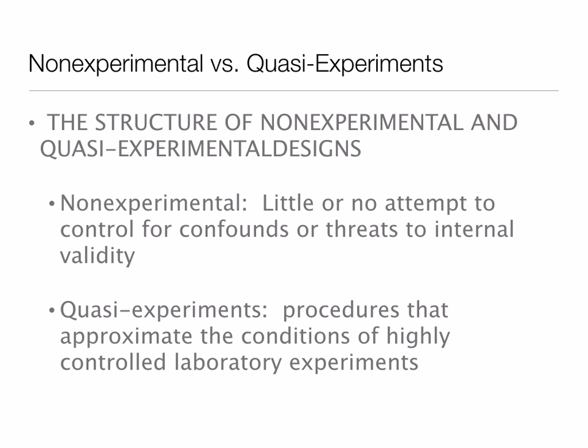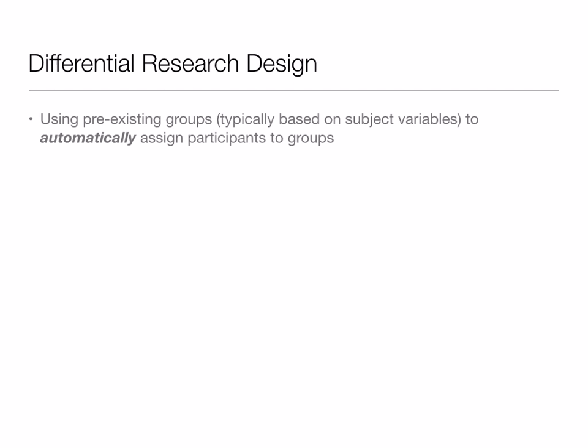Again, if you're thinking about this spectrum, non-experimental designs are where we're talking about little or no control, whereas true experiments have really high degrees of control, and quasi-experiments are again in the middle on that control. Using pre-existing groups that are based on subject variables means that people are being automatically assigned to groups. We no longer have that random assignment.